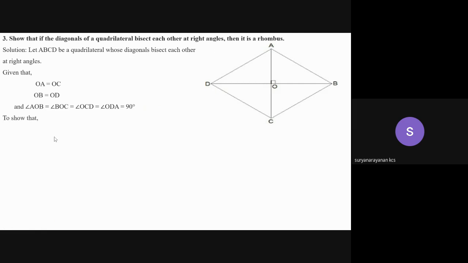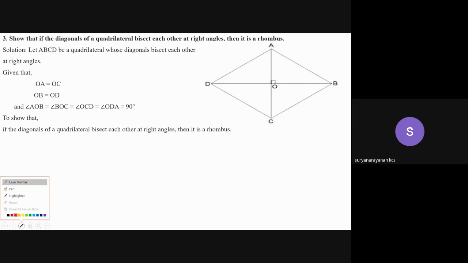Right. Now we have to show that, when the rhombus, what are the properties of a rhombus? If the diagonals of a quadrilateral bisect each other at right angles, then it is a rhombus. It is to be proved. We have to show that the diagonals of a quadrilateral bisect each other at right angles, then it is a rhombus. So we are going to show that this quadrilateral is a rhombus.